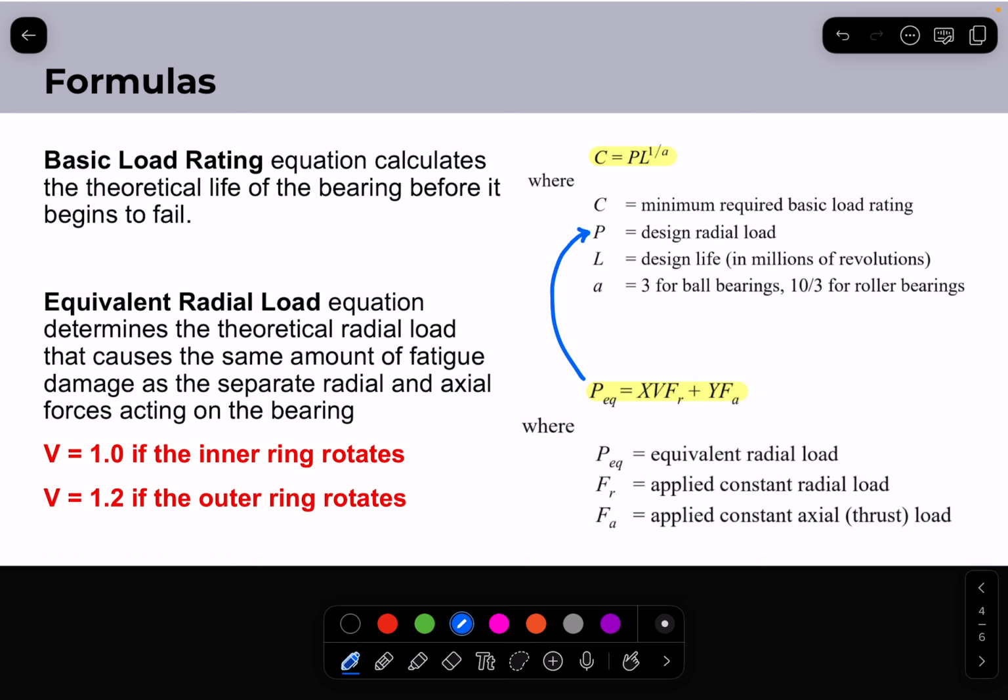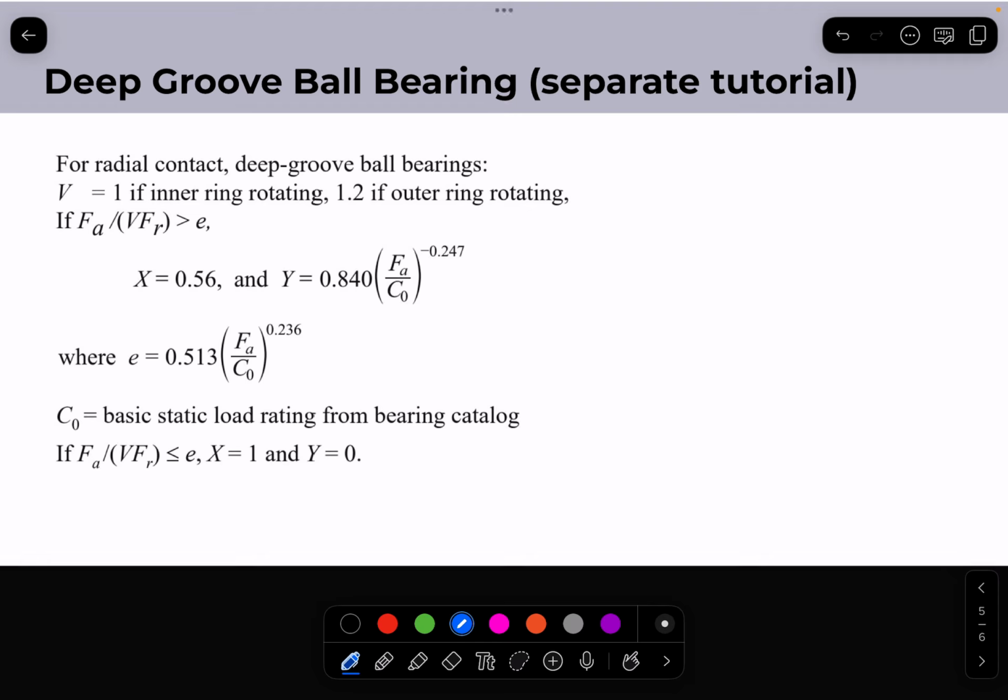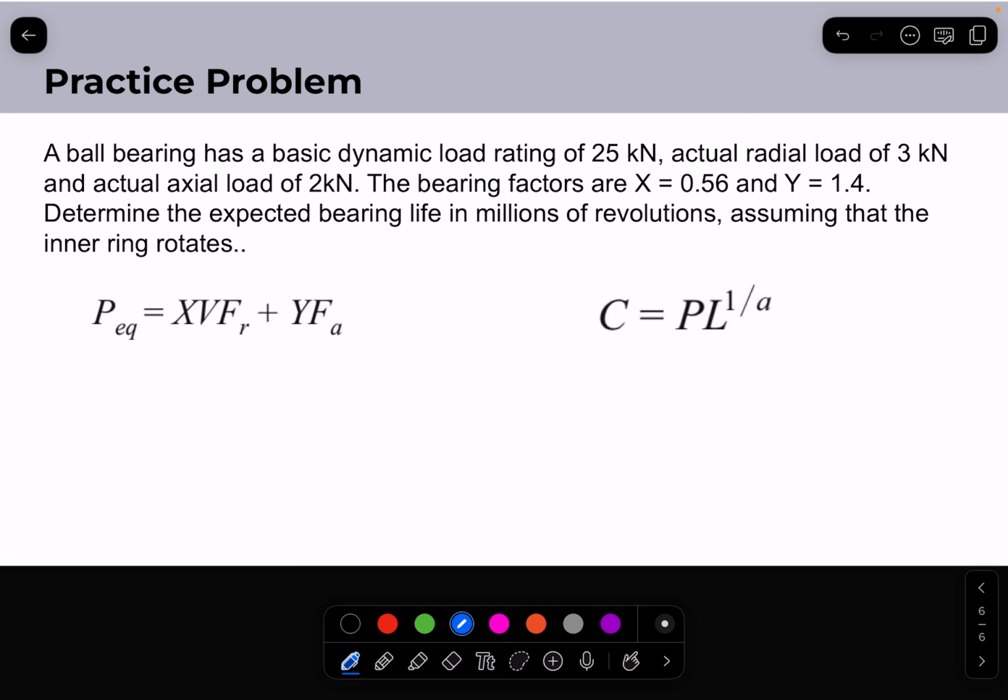Okay. There's one more formula in the reference manual for deep groove ball bearings here. We won't cover that today, but it will be in another video. All right, let's go with the practice problem.